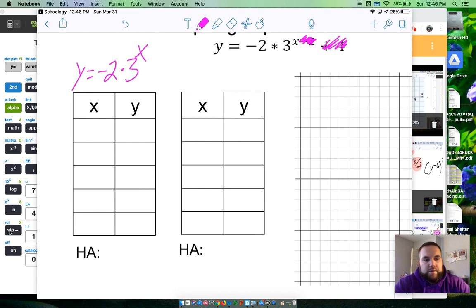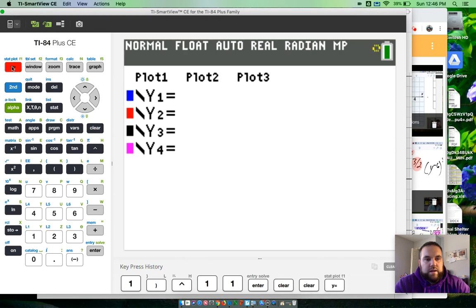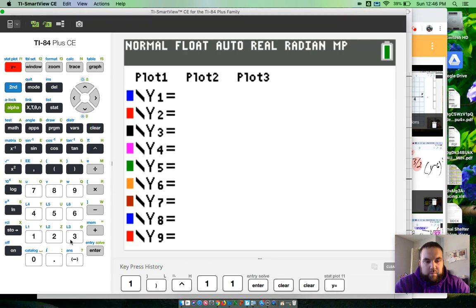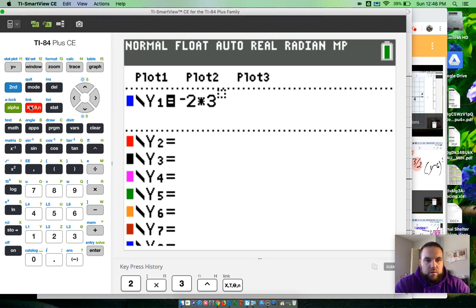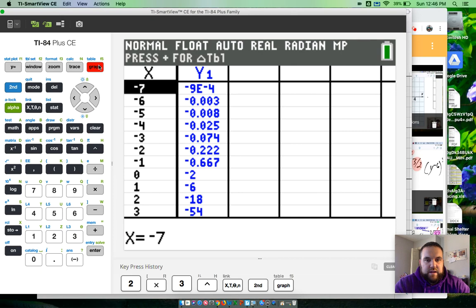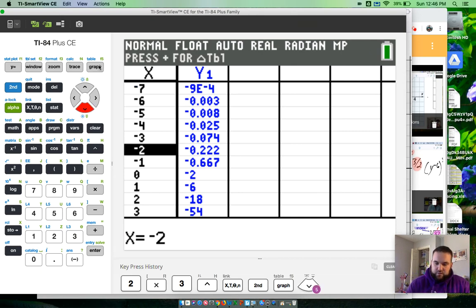So I'm going to go ahead and type that into my y equals menu on the calculator. So I'm going to hit y equals, and then I'm going to type in negative 2 times 3 to the x power. And then we're going to go to the table. So hit second graph. I want the numbers from negative 2 to positive 2. So that gives me negative 0.2 repeating, negative 0.6 repeating, and then negative 2, negative 6, and negative 18.